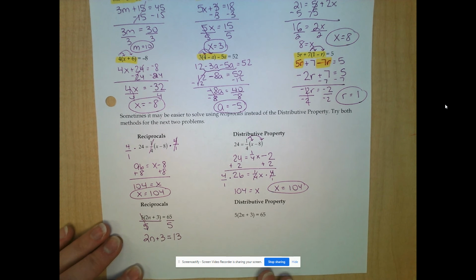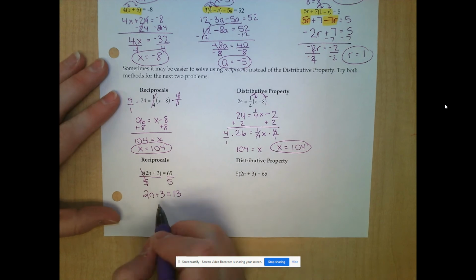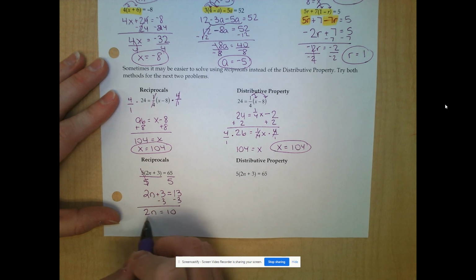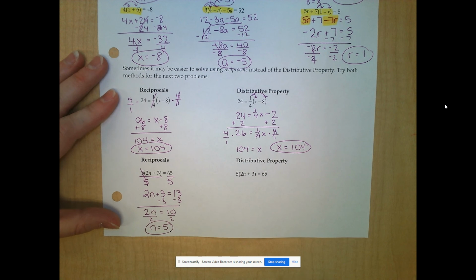Now it looks like a pretty standard two-step equation. I would subtract 3 on both sides, 2n equals 10, and divide both sides by 2 and get n equals 5. Now, this is why I said it's not always more efficient.